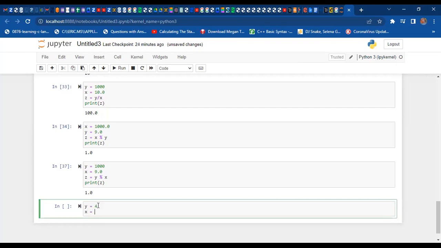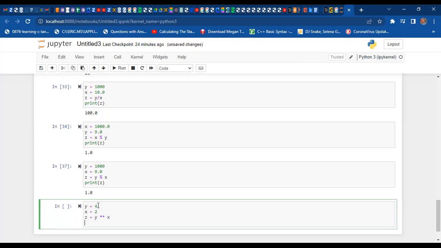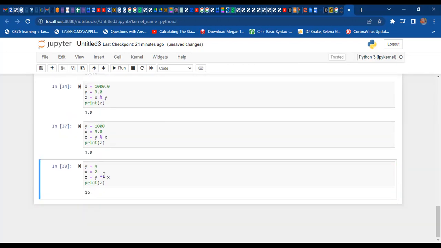x is equals to 2. z is equals to y power x, that is 2 power x. Print z. 16. So this is just 4 squared. This is y power 2. This is 4 power 2.